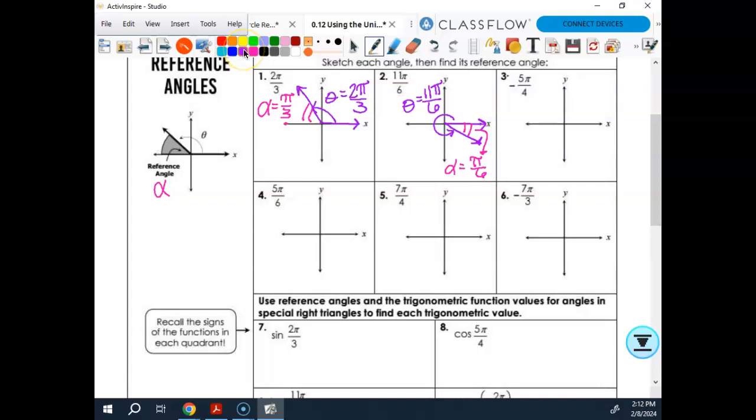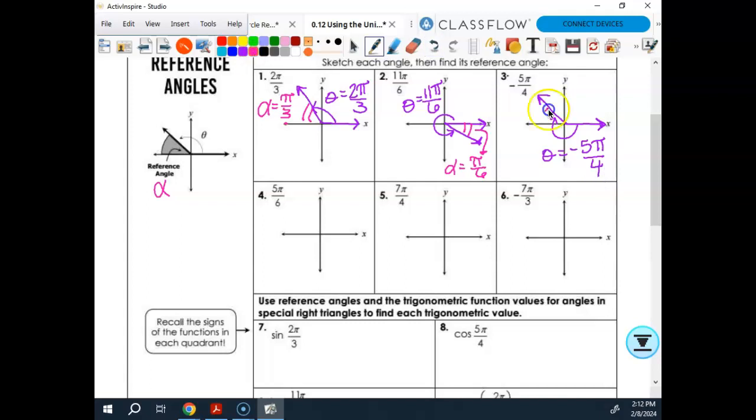All right, negative 5 pi fourths. What quadrant would that be in? That would be 3. 5 pi fourths would be in the third quadrant. Negative 5 pi fourths, because I've got to go the other way. So if I go this way, this is negative 4 pi fourths, and then I've got to go one more, right? So this is negative 5 pi fourths.